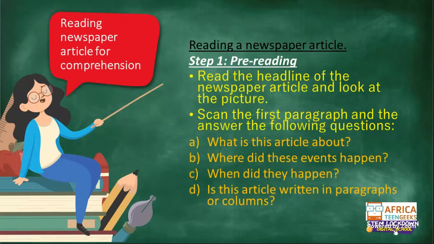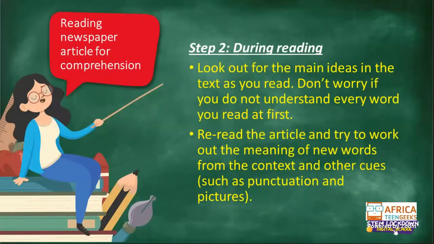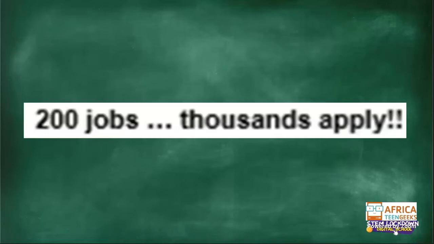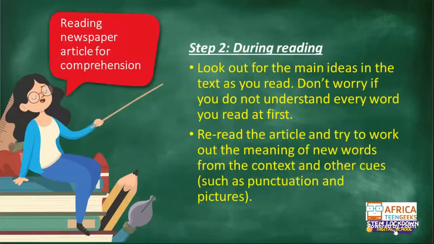Okay, for step 1, we have pre-reading. So this is when you read the headline of the newspaper article and you look at the picture. All right, let's do that. This is the article. Since the font really is not as clear, I had to retype it again, which I did. I will show you. But now let us look at the title. The headline says: 200 jobs, thousands apply. And another thing we need to look at during our pre-reading is the picture.